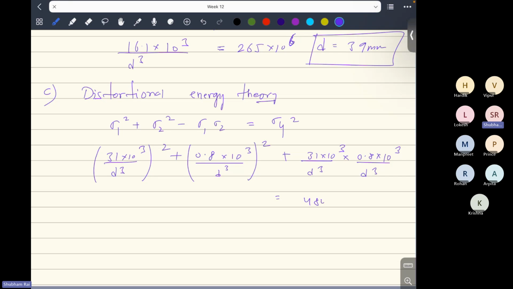So 480 into 10 to the power 6 to the whole square. Right? So if you solve, you can find the value of d. So it's very easy. Just check the units. So Newton per meter square. So we just take d cube to the whole square to the other side, and this 480 into 10 to the power 6 to the whole square to the left hand side. So only unknown will be d cube to the power 2, that is d to the power 6, and then whatever will be on the left hand side, you just raise it to the power 1 by 6, so you'll get d.